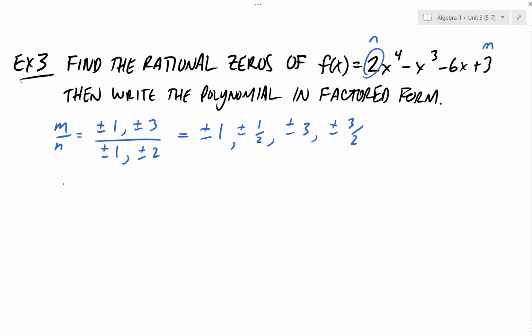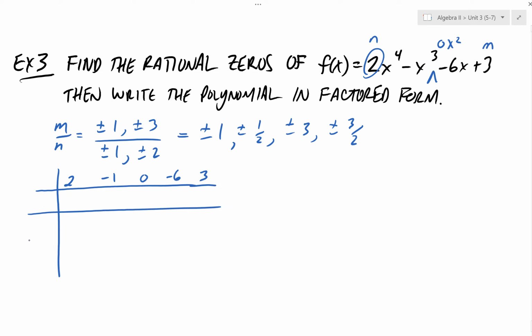And so our polynomial, since there's a 0x squared term missing right here, we need to put that when we do the synthetic division. We need to have 2, negative 1, 0, negative 6, 3 as our numbers across the top. And so if I start with 1, bring down the 2, multiply, you get 2, add 1. Multiply 1, add 1. Multiply 1, add negative 5. Multiply negative 5, add negative 2. So that one didn't work.